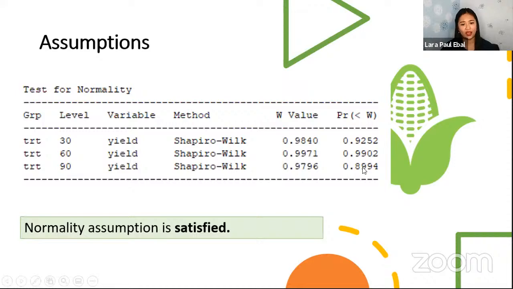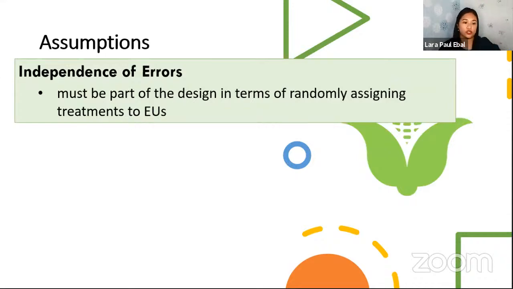Also 0.99, way higher than 0.05. So good news po, dahil we have satisfied this assumption of normality. So at least we can proceed. Okay, after the homogeneity of variances, we have this normality of errors. What's next? The independence of errors. So independence of errors must actually be part of the design in terms of randomly assigning the treatments. So if you're confident that you have randomly assigned the treatments to the experimental units, then you have satisfied this assumption of independence of errors. Okay.